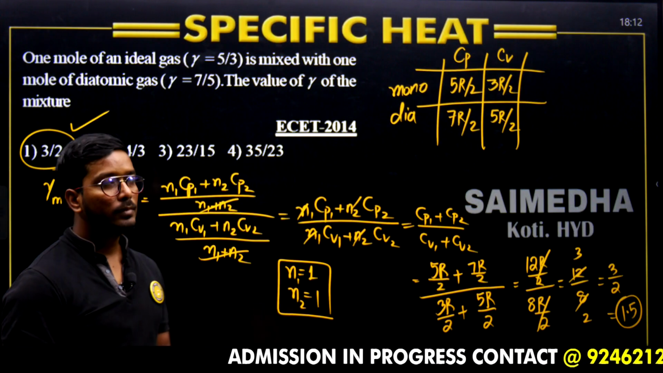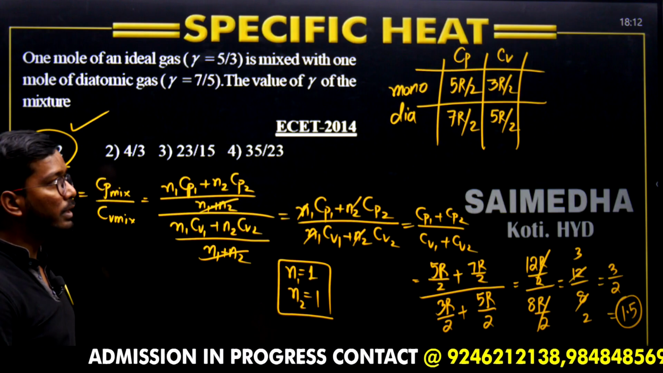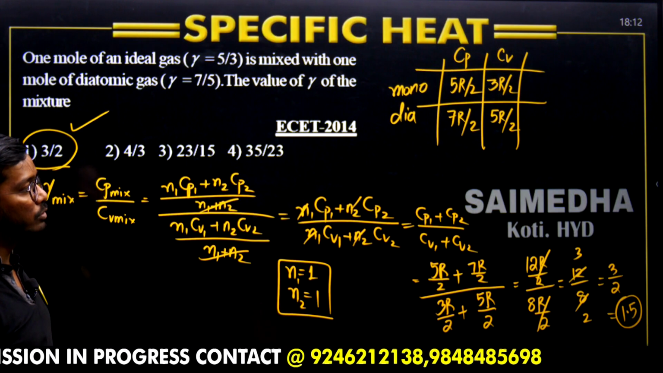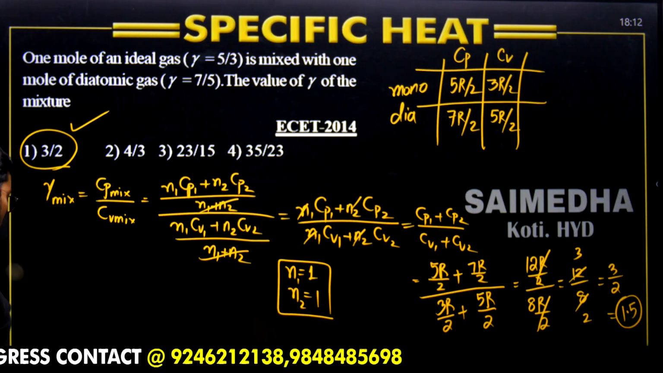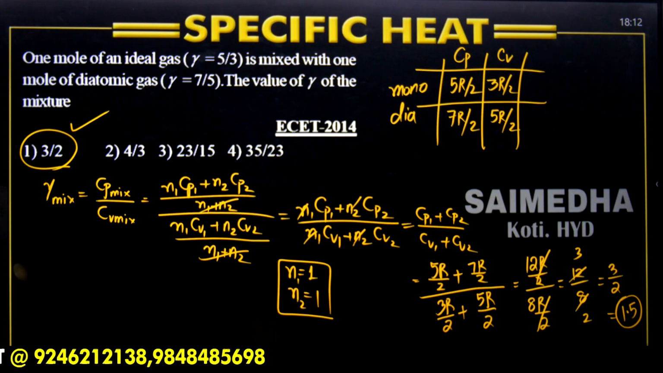Go through it. The table you have to memorize: monoatomic, diatomic, polyatomic. Cp and Cv values also we have to remember. Pause the video, note it down. Let's move on to the next question.